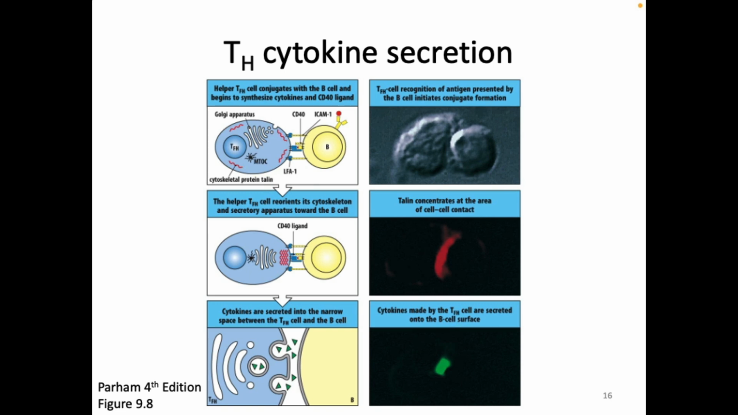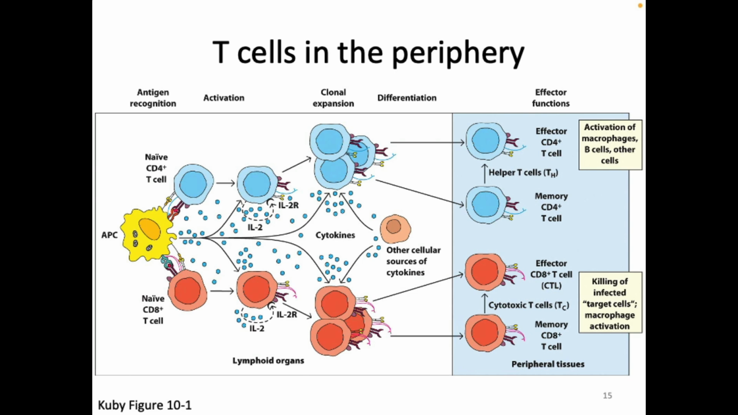Very big picture with a CD4 T cell. That CD4 T cell will sometimes be called a helper T cell. So just like with our CD8 T cell, it starts out as a naive CD8 T cell and becomes a CTL. With the CD4, it starts out as a naive CD4 cell and becomes a helper T cell. Oftentimes we'll write a T with a little H next to it if we mean an activated CD4 cell because it's a helper T cell.